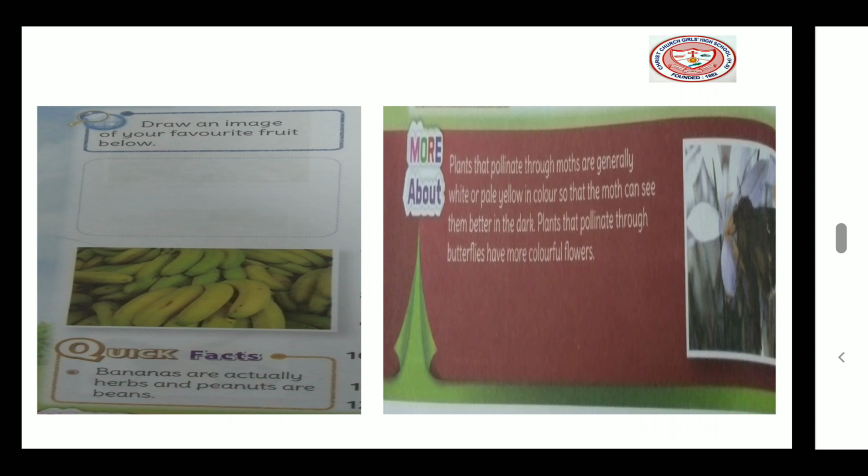Now let us read together quick facts. Bananas are actually herbs and peanuts are beans. More about plants that pollinate through moths are generally white or pale yellow in color, so that the moth can see them better in the dark. Plants that pollinate through butterflies have more colorful flowers.